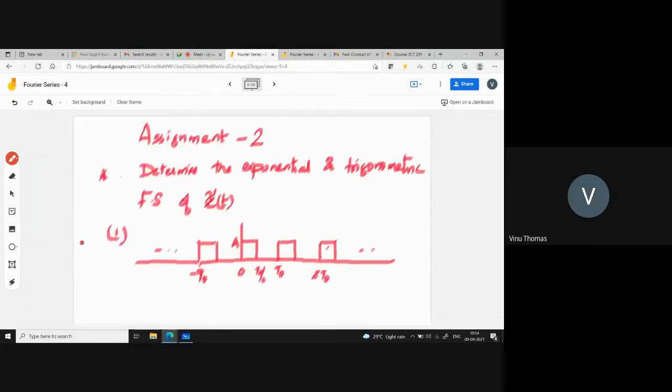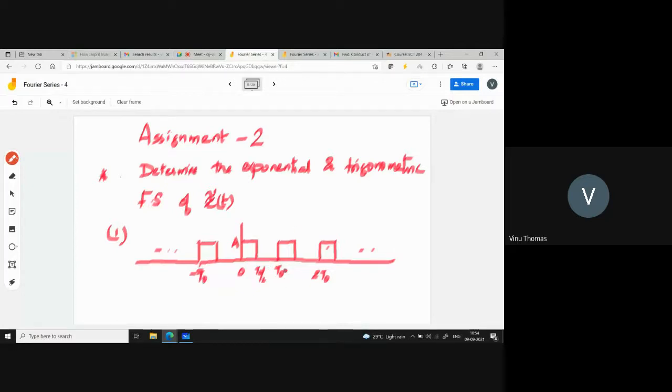So I'll give you some homework. There is no need to treat it as an assignment, but I insist that you complete this homework. I think we will be doing something on similar lines today. So assignment 2 is to determine the exponential and trigonometric Fourier series of x tilde of t. So this is the first x tilde of t. You have a square wave from 0 to T0 by 2, except that the square wave is not symmetric.